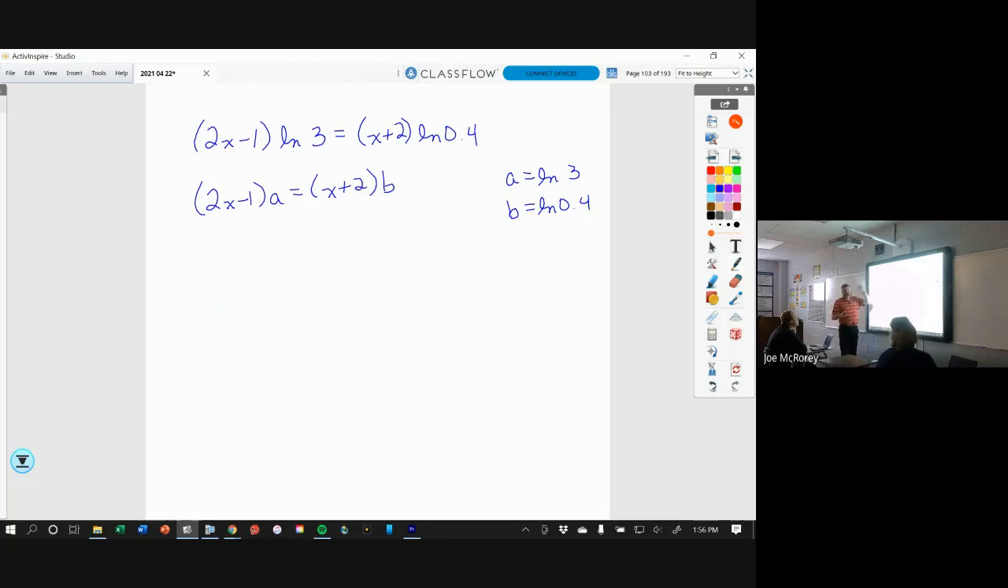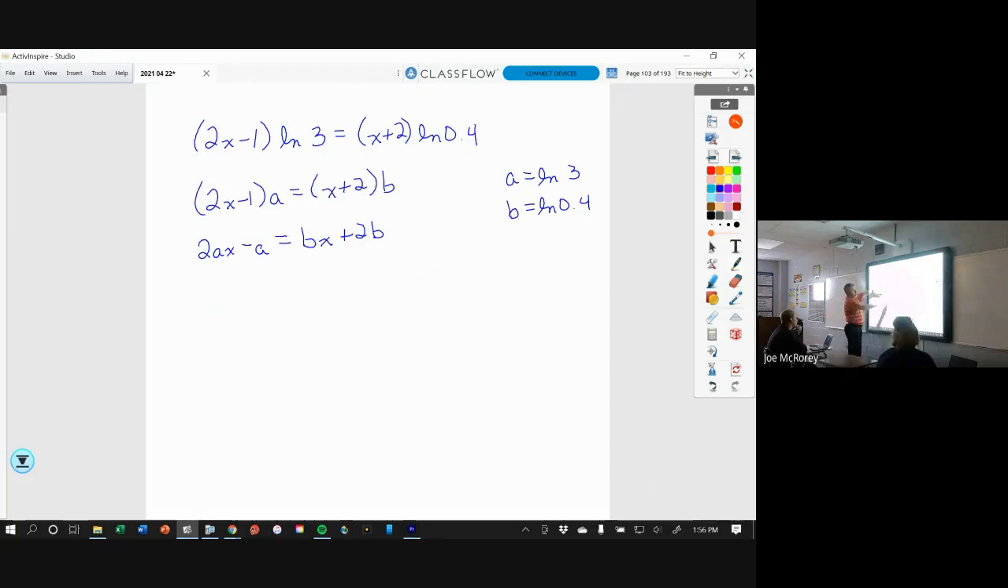I'm still trying to get x by itself, right? But instead of writing natural log of 3 and natural log of 0.4 all the time, I'm going to get x by itself, and when I get to the very end, I'm going to bring the natural logs back. This would be 2ax minus a equals bx plus 2b. Is this looking easier for you? It looks a lot cleaner.